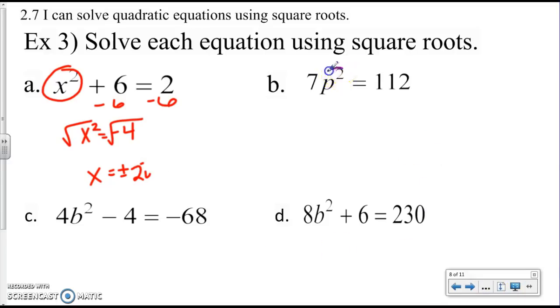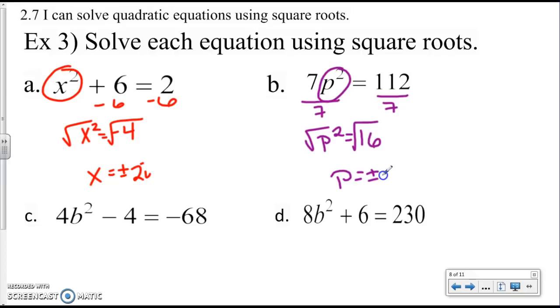Okay. Next one, I have to get the p squared alone. So to get rid of the 7, be really careful here. You divide, you do not subtract. So I get p squared equals 16. And then take the square root of both sides. So the square root of 16 is 4. So plus or minus 4.